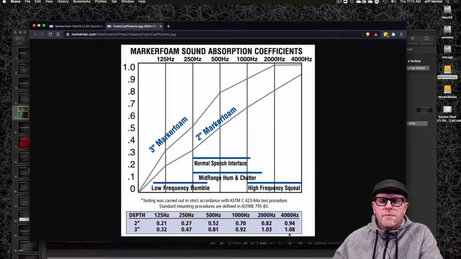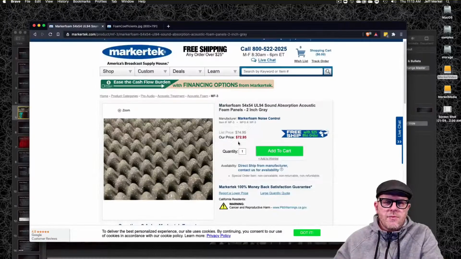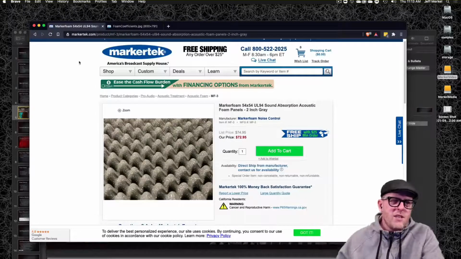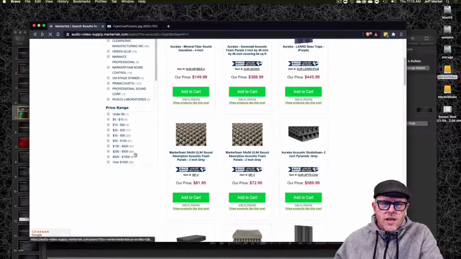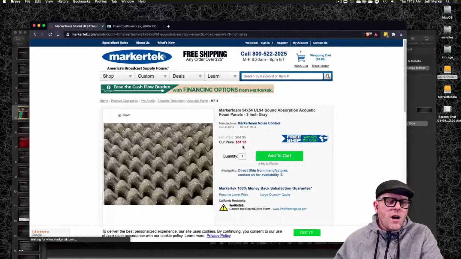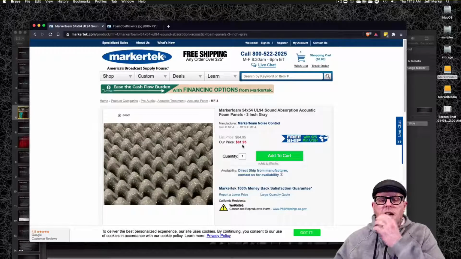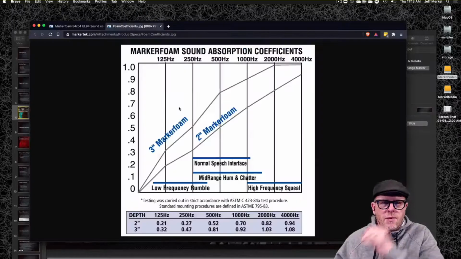They did it as a plot, showing the difference between the 2-inch and the 3-inch. We can see that the 2-inch is pretty good, but the 3-inch is a little bit better. So how much is the 3-inch? The 2-inch was $72 for a 4 foot by 4 foot, which is a lot of money, I think. Here's the 3-inch. It's $81. So if I was going to go with this, I would opt for the 3-inch because it's only a couple more bucks and it's significantly better in terms of performance.